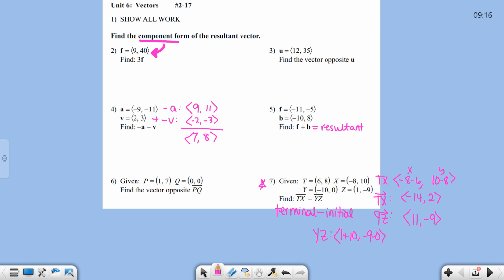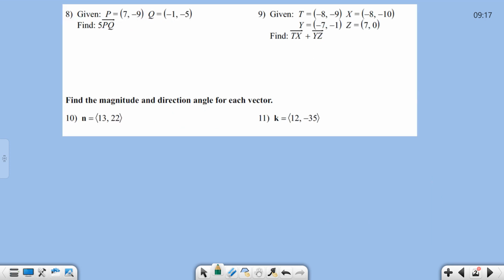And then when we subtract these 2 vectors, tx minus yz, negative 14 minus 11 is going to give us negative 25, and 2 minus negative 9 is going to give us 11. There you go, piece of cake. All right, let's scooch on to the next set, a little bit more complex info.